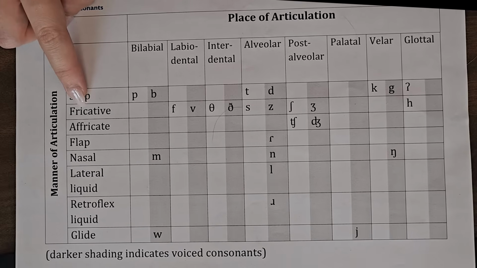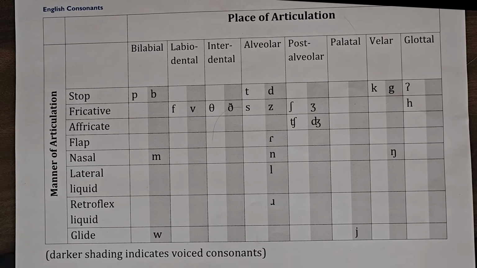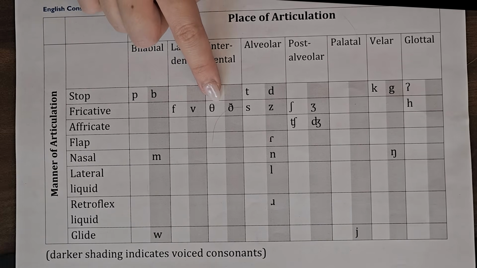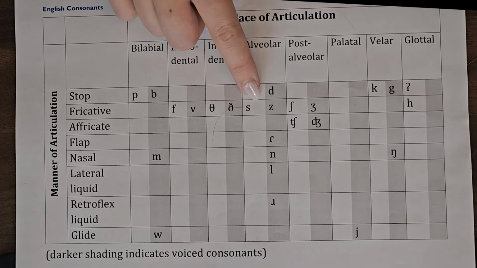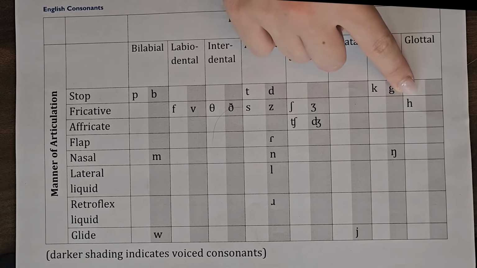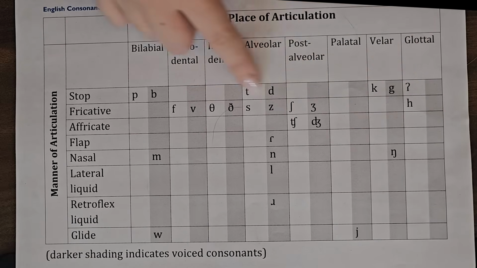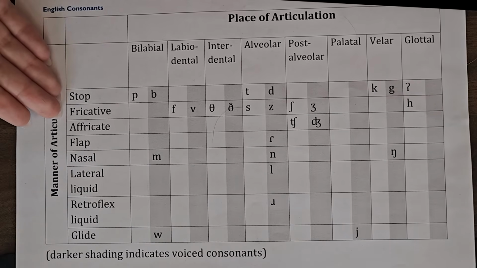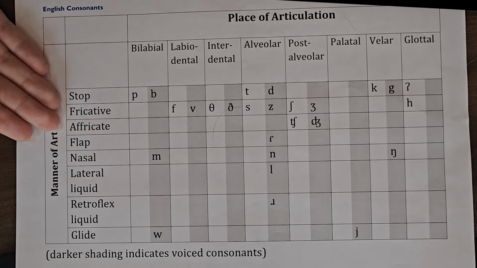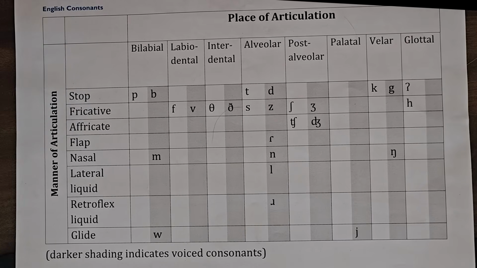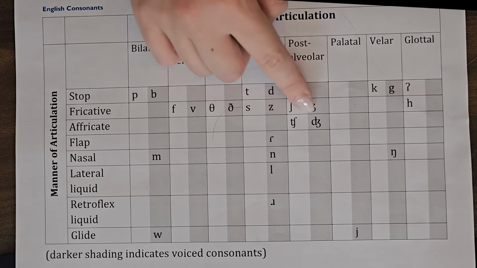Fricatives are produced by partially restricting the airflow and releasing it slowly. This is f, v, s, z, sh, zh, and th. Affricates are essentially a blend of a stop and a fricative. So the air is stopped very, very briefly and then released somewhat slowly. This is ch and j.